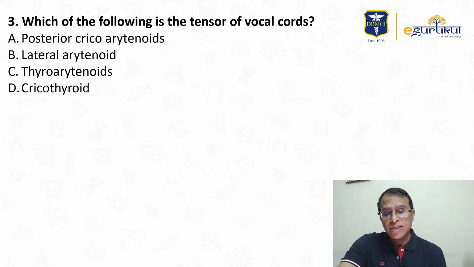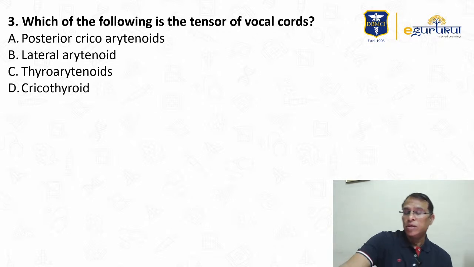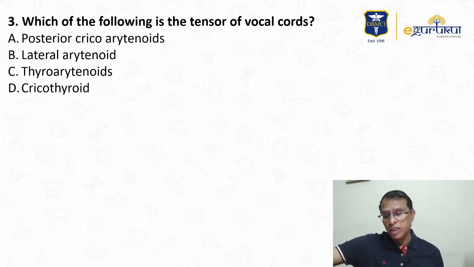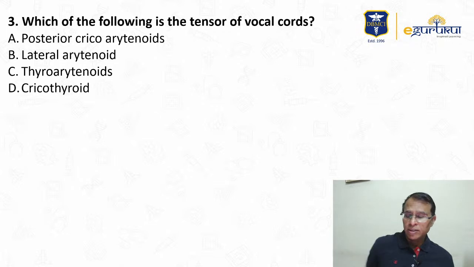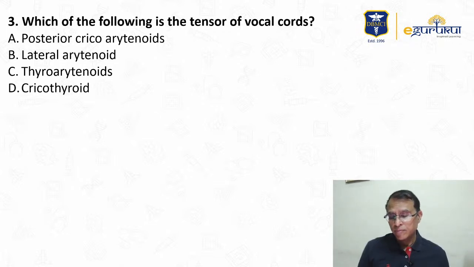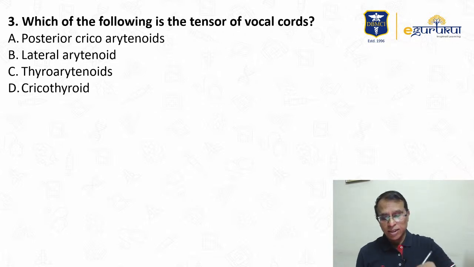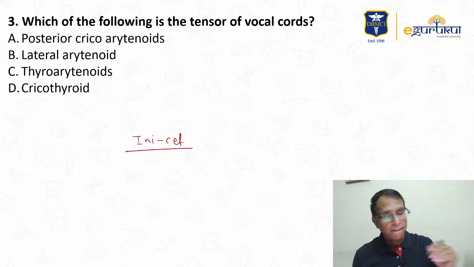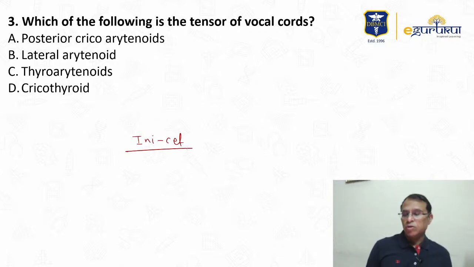Which of the following is the tensor of the vocal cord? Very straightforward, simplest question asked last year. Posterior cricoarytenoid, lateral cricoarytenoid, thyroarytenoid, and this was an AIIMS question, asked in the INICET exam last year. Nobody will get this wrong, isn't it?